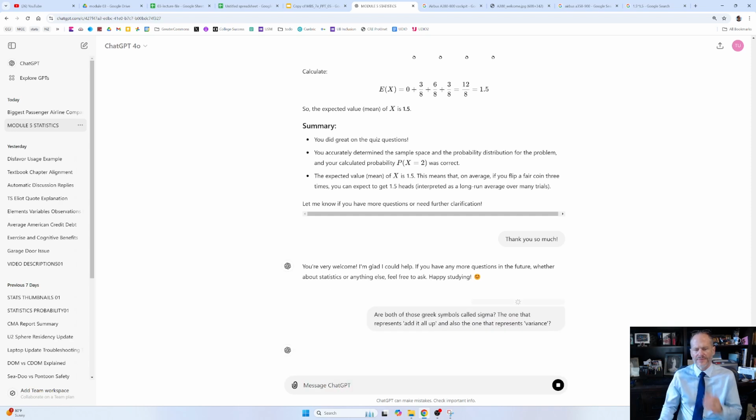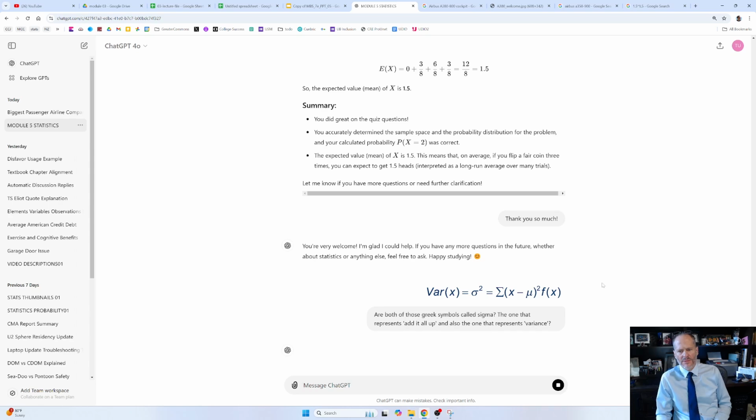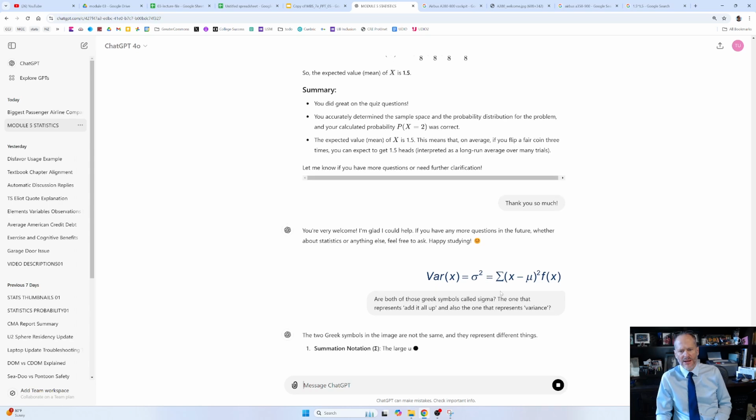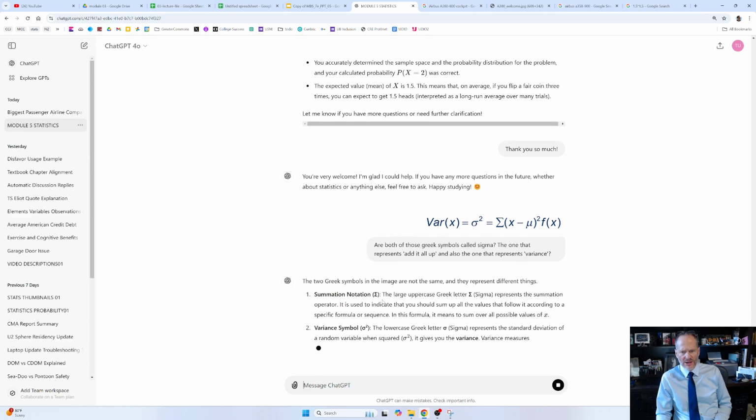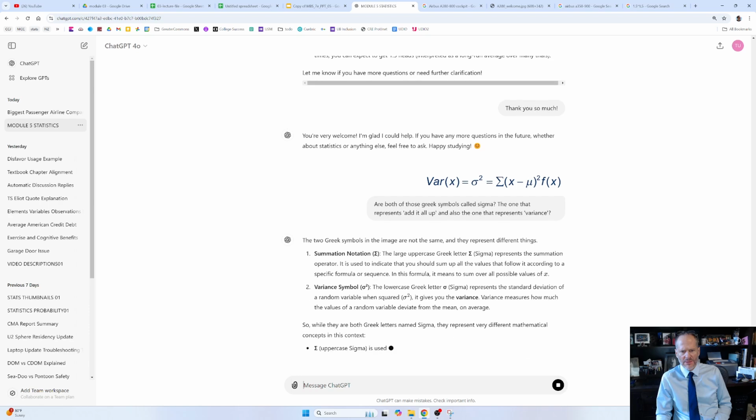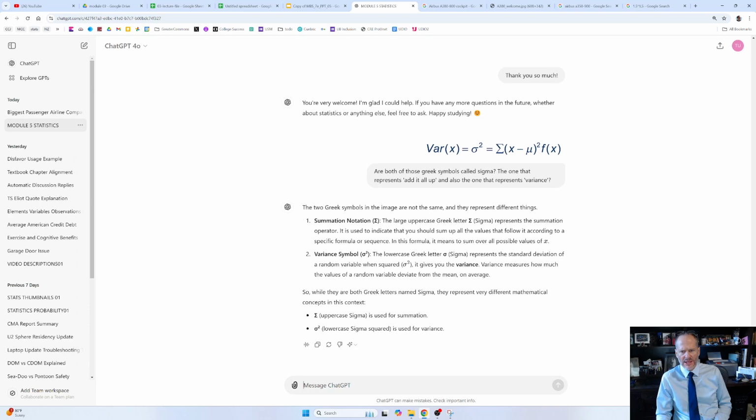Let's find out. So I'm thinking, is this one here that represents add it all up? This one represents variance. The two Greek symbols in the image are not the same, and they represent different things. Summation notation, the large uppercase Greek letter sigma, represents the summation operator, and the lowercase Greek letter sigma, so this is lowercase sigma, this is uppercase sigma. I never knew that. We're always on a learning curve.